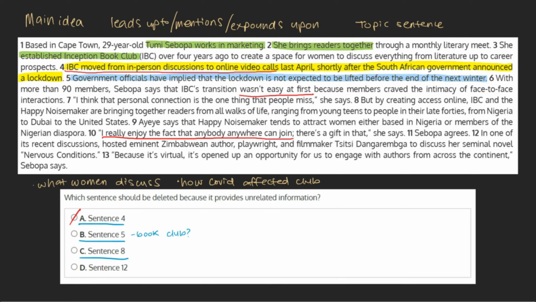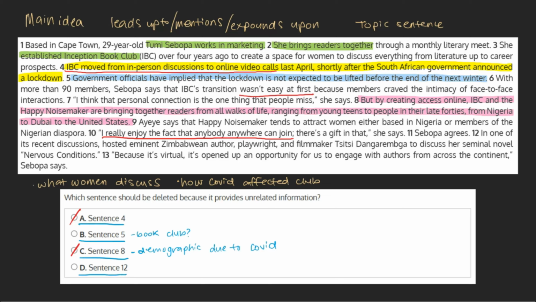C. Sentence 8. But by creating access online, IBC and the Happy Noisemaker are bringing together readers from all walks of life, ranging from young teens to people in their late 40s, from Nigeria to Dubai to the United States. This sentence expounds upon the club by outlining the demographic that it attracts. And although COVID is not explicitly mentioned, it plays a role here, as the club never would have been open to all these women around the world had it not been forced to move online due to COVID restrictions. As this has to do with our main idea, we can mark this as incorrect.